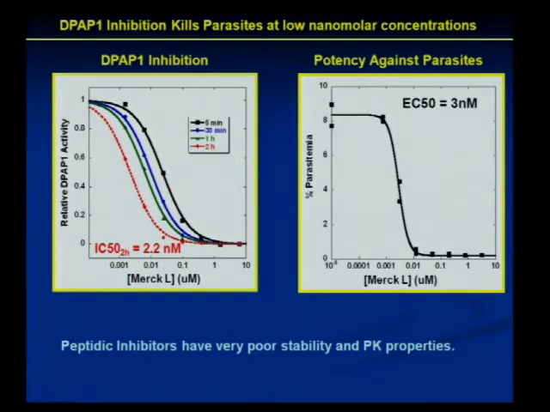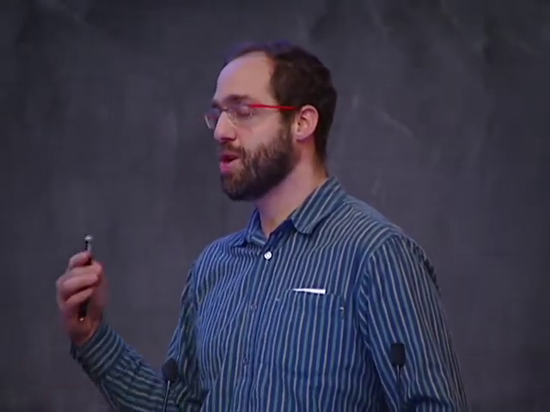So our main problem was not really to get good DPAP inhibitors, but to get inhibitors that will work in vivo, in mouse models. And what we found is all those peptidic inhibitors have really poor PK properties. They're not stable enough. So our high-throughput screening approach will allow us to identify new scaffolds of inhibitors that might have better PK properties.